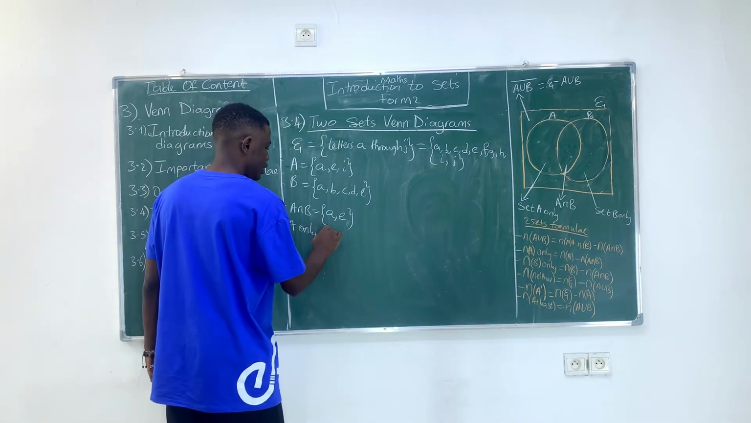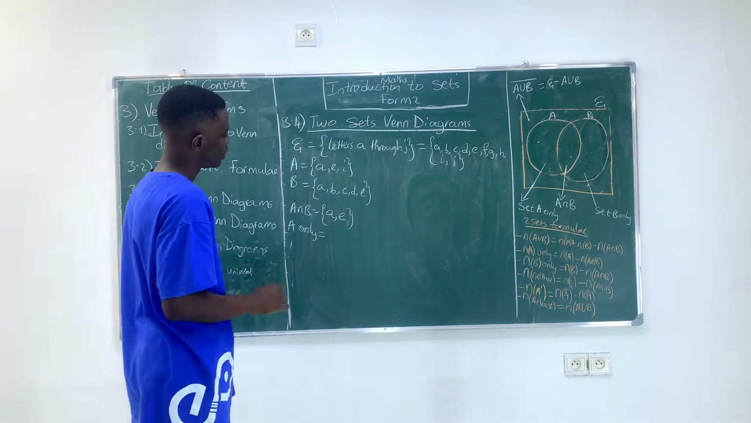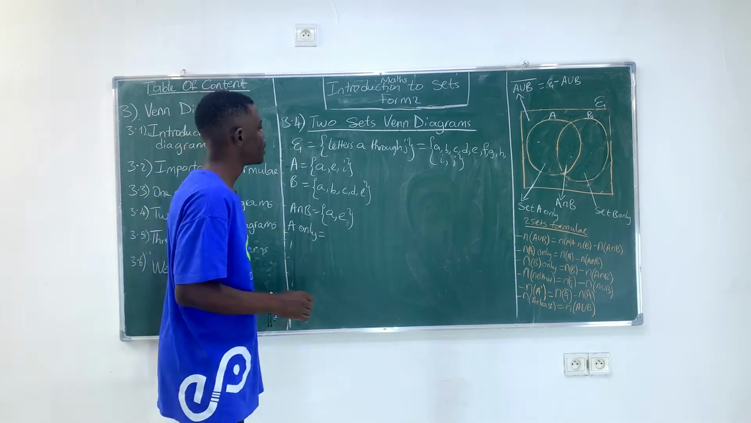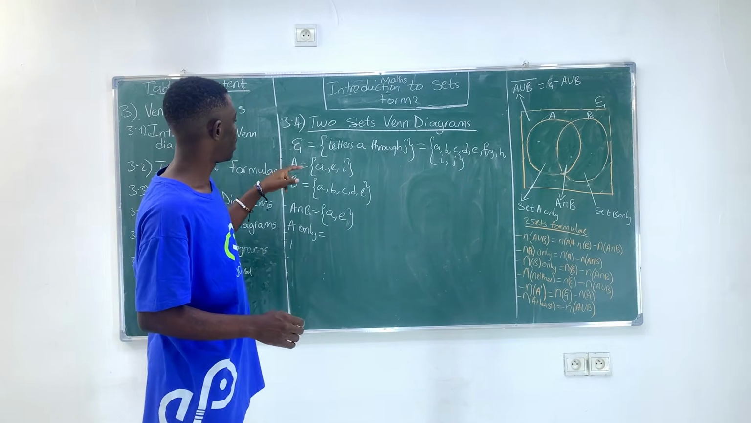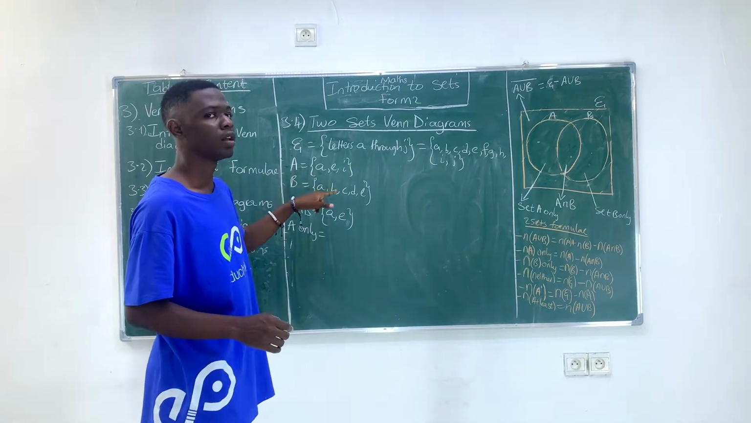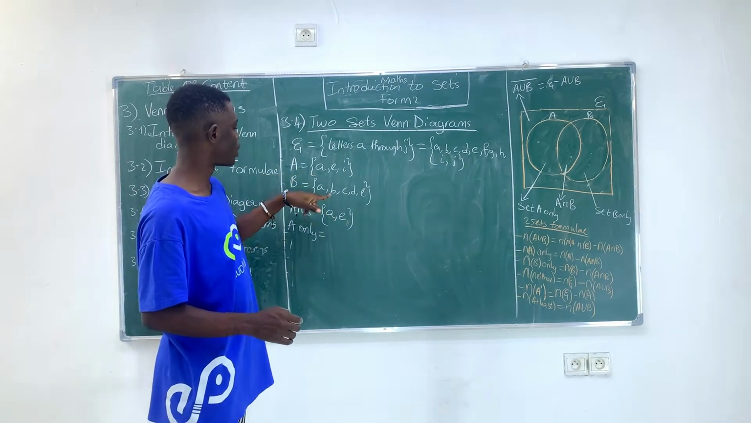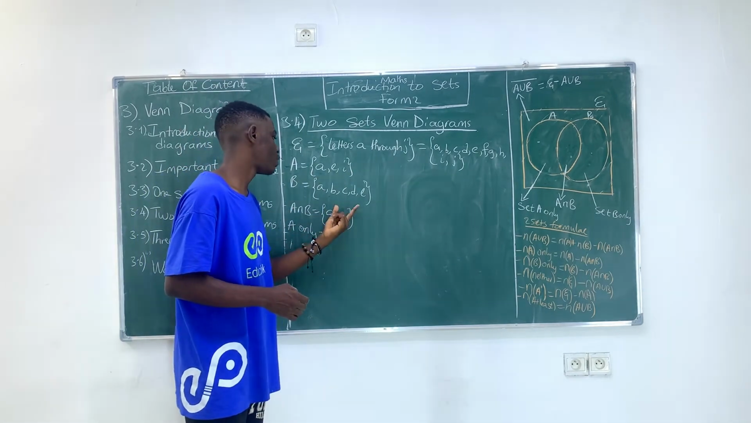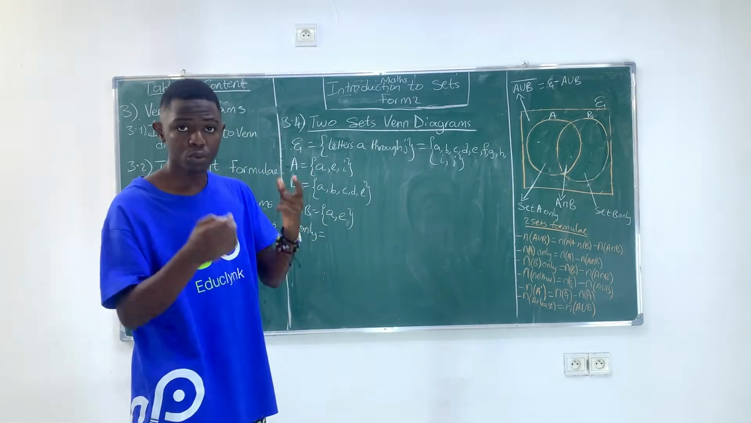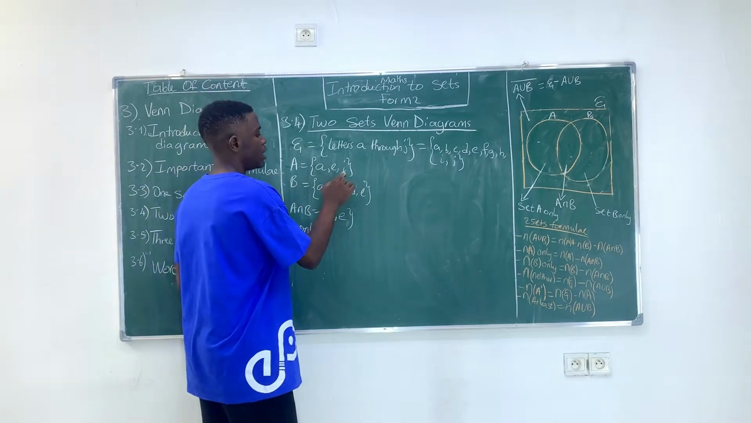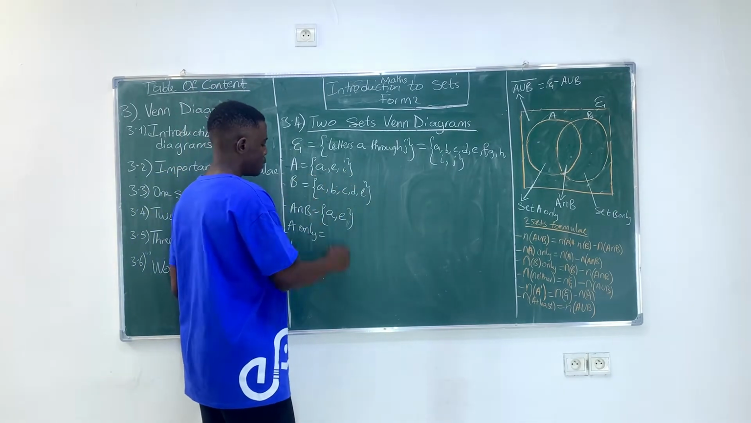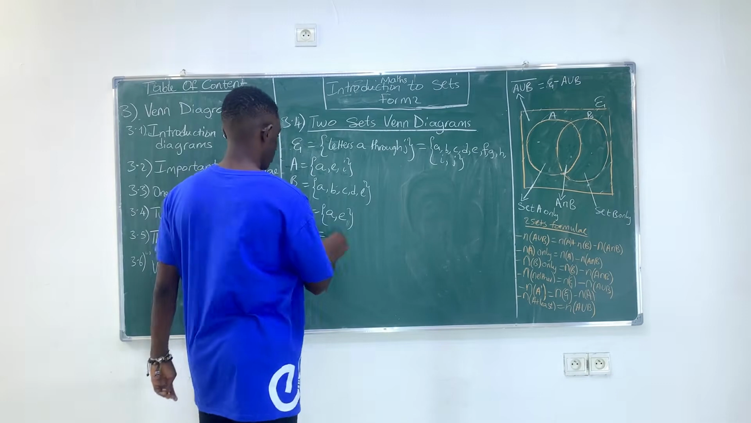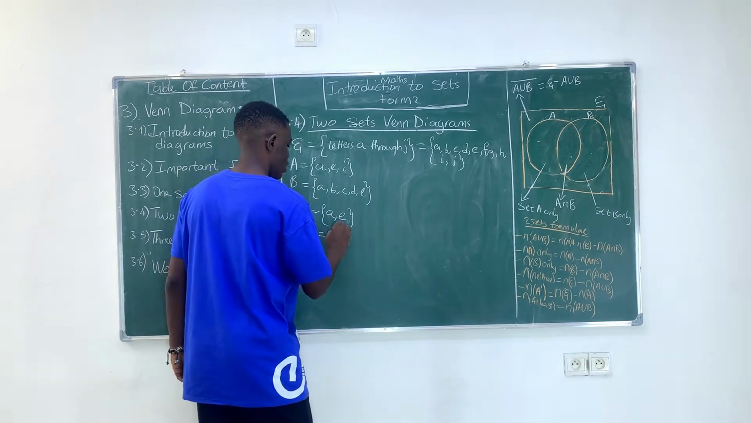So what is A only? A only is elements that are in only A, not found in B. Which element is found in A that is not found in B? If you look with your eyes, you see that there's I in this A and the I is not in this B. So I can just write here I.